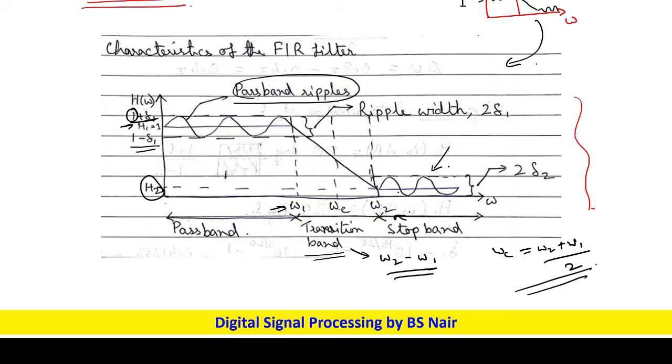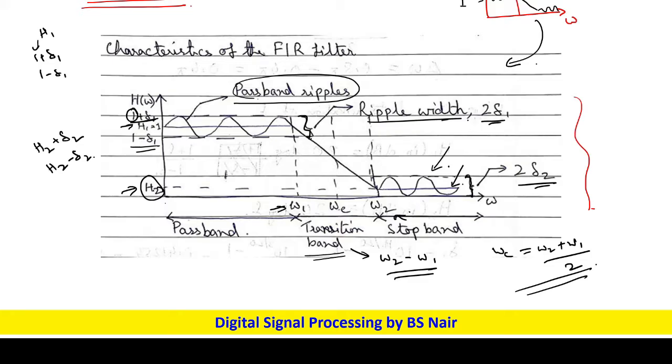The amplitude in the stop band cannot be zero, as we all know. So there will be some ripples. We will have an average value, and across this average value there will be some ripples. As we have 1 plus delta 1 and 1 minus delta 1 across H1, similarly across H2 we will have H2 plus delta 2 and H2 minus delta 2. This total ripple width would be 2 delta 2, whereas in the pass band the total ripple width would be 2 delta 1.